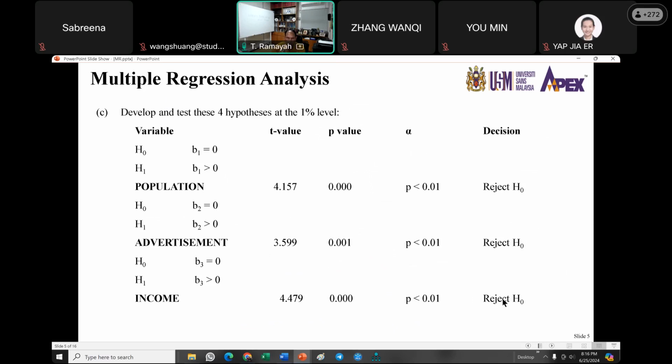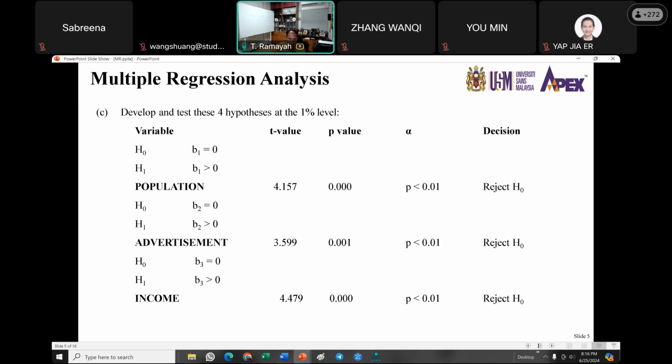Then only your interpretation, which hypotheses are significant, which hypotheses are not significant. You can use T or the P. Okay, T or the P. Yeah. Any questions on the individual level hypothesis testing?